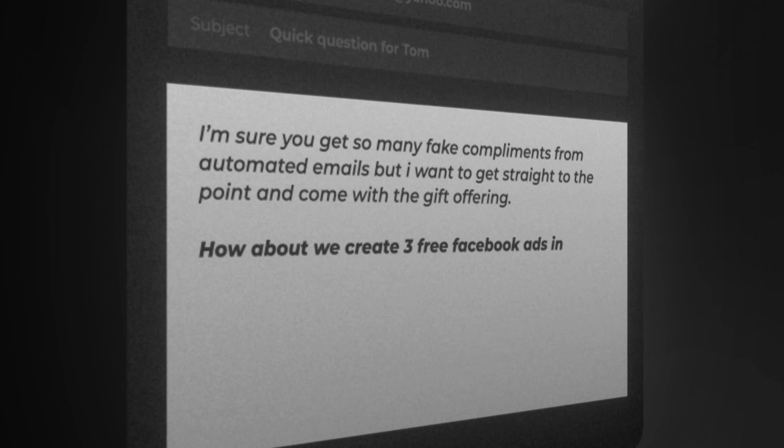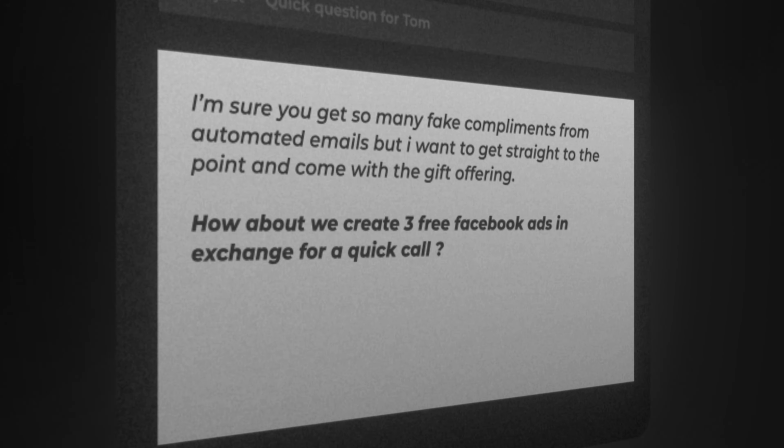I'm sure you get so many fake compliments from automated emails, but I want to get straight to the point and come with a gift offering. How about we create 3 free Facebook ads in exchange for a quick call? But using pattern interrupts is only step 1 in using cold emails to make a lot of money for your business. Because hooking the prospect into reading your email is one thing, but you also need to make sure that your email aligns with what the prospect actually wants, or they simply won't buy from you.